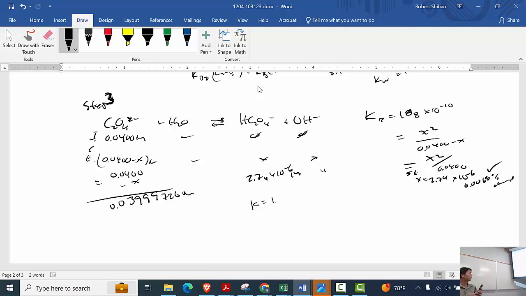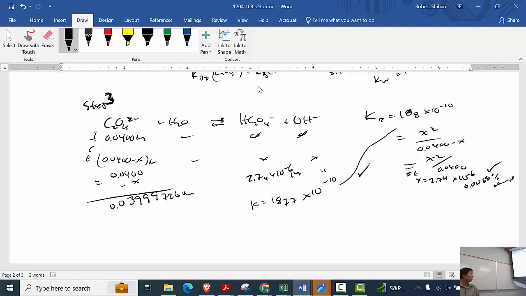Oh, my K is way off. Let me try that again. 2.74 times 10 to the minus 6 squared divided by 0.039999726. 1.877 times 10 to the minus 10. So yeah, it looks like it's okay.